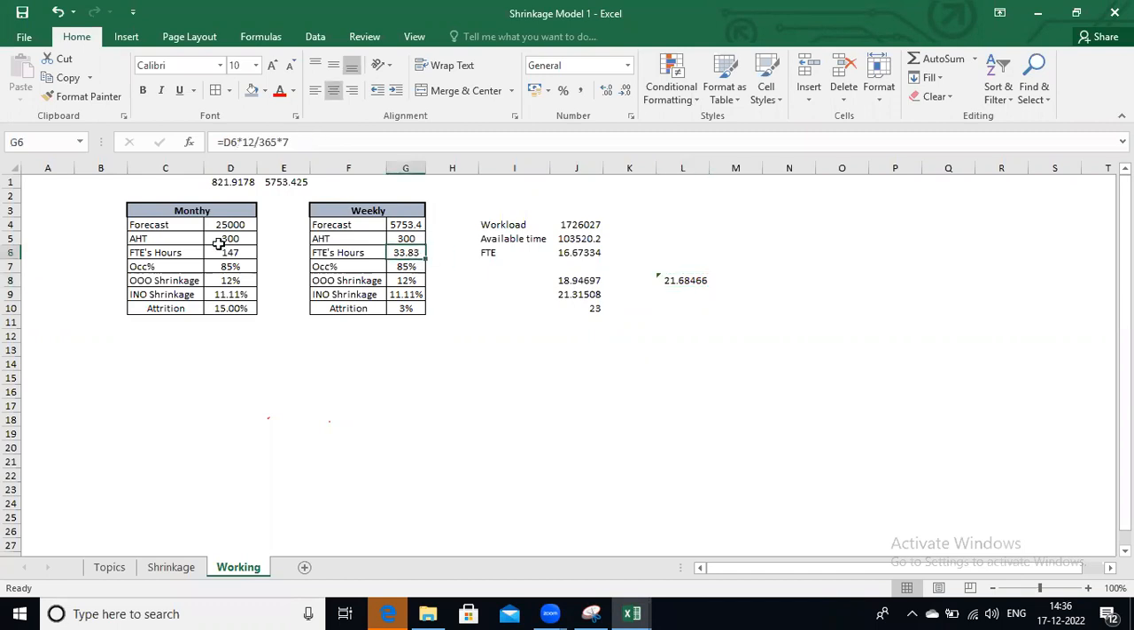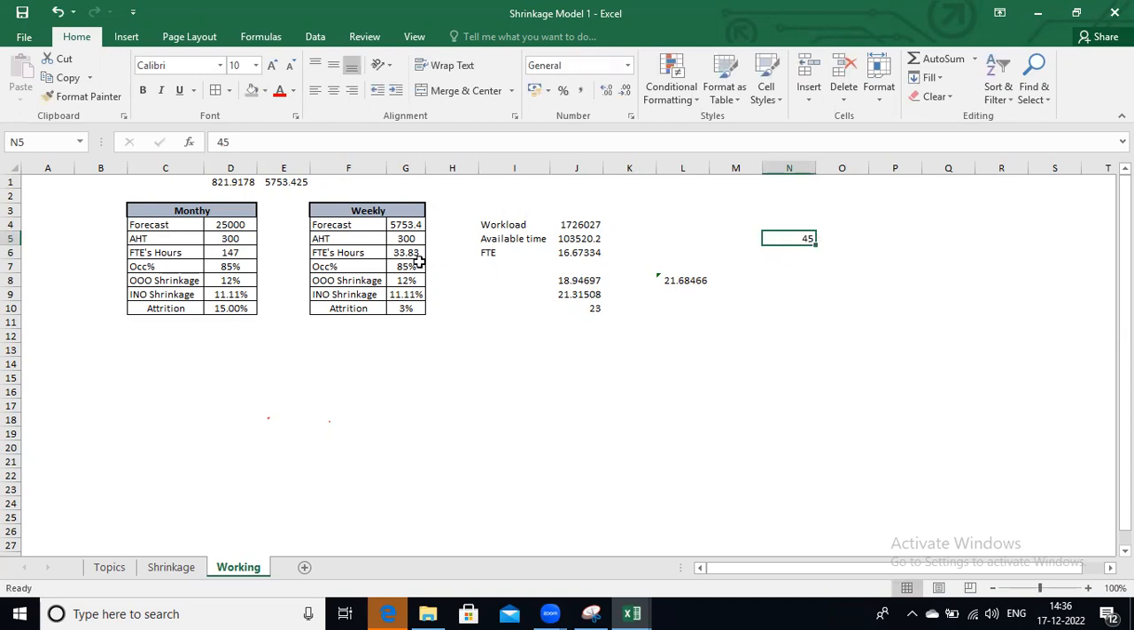And one other thing, if you are calculating the weekly FTE, don't take 9 into 5. Somewhere I have seen that people are taking 45 hours for a week, and also applying shrinkages, and they are saying that we have a 9 hour shift. So this is also incorrect.